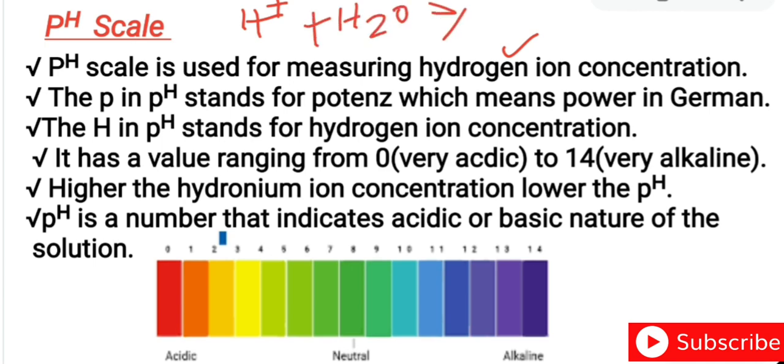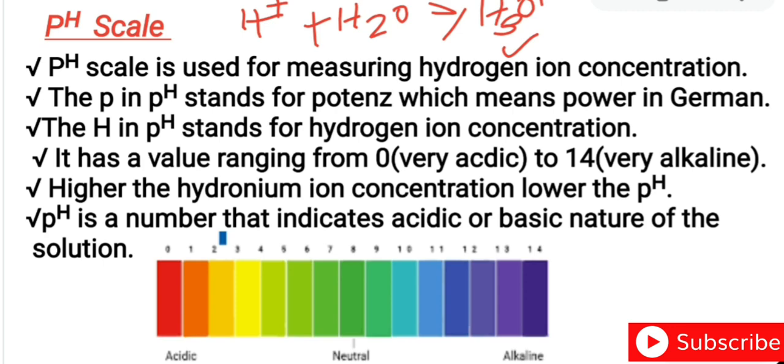So, how much hydronium ion or hydrogen ion an acid produces when it dissolves in its aqueous solution is known as the hydrogen ion concentration. So, pH will measure the hydrogen ion concentration. The P in pH stands for potence, which means power in German, and H in pH stands for hydrogen ion concentration. It has a value ranging from 0 to 14.